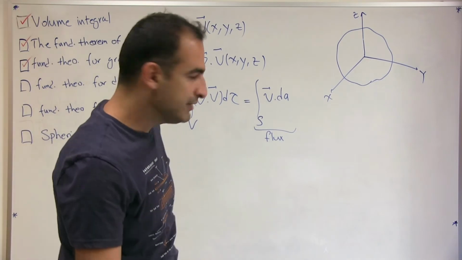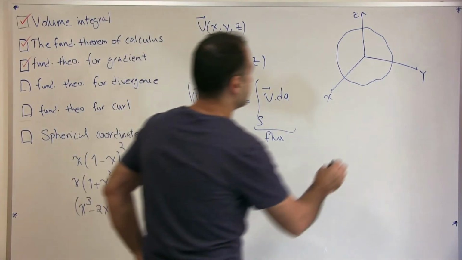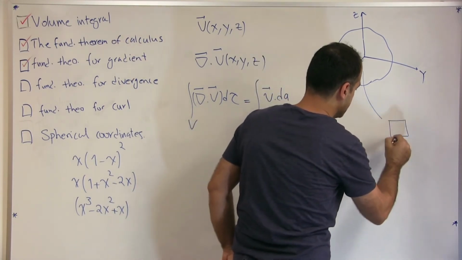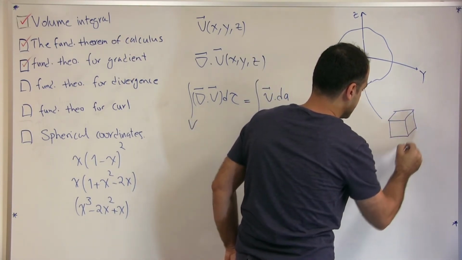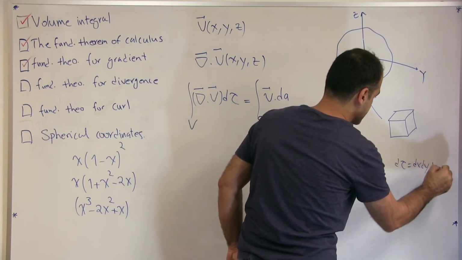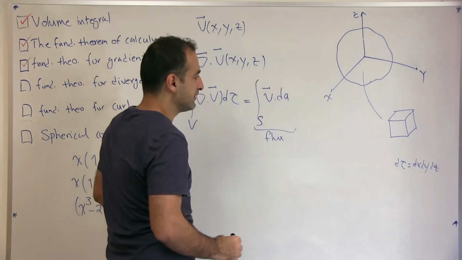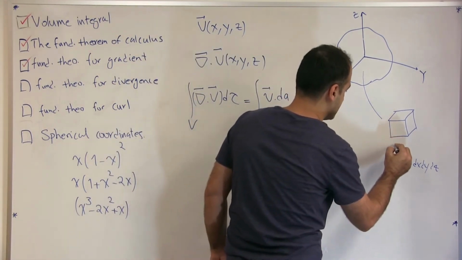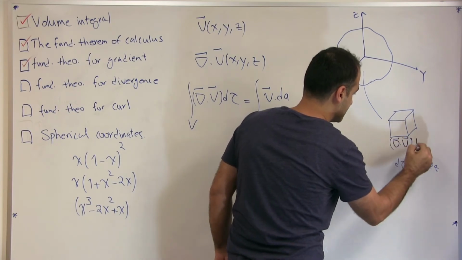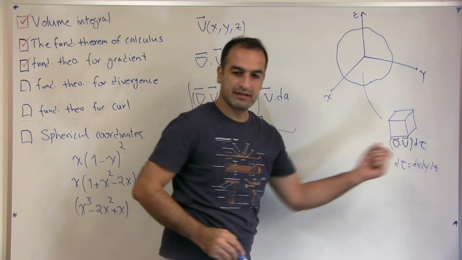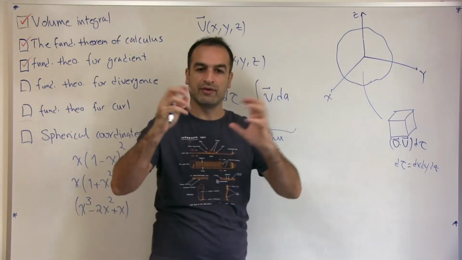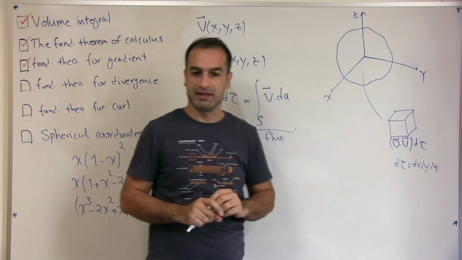So the way you can think about this is this. Imagine from this volume, I take an infinitesimal volume here. This is the tau, which is dx, dy, dz. If you look at the divergence in this small volume, divergence of v times d tau is going to tell us what is the flux going out or inside of this very small space.